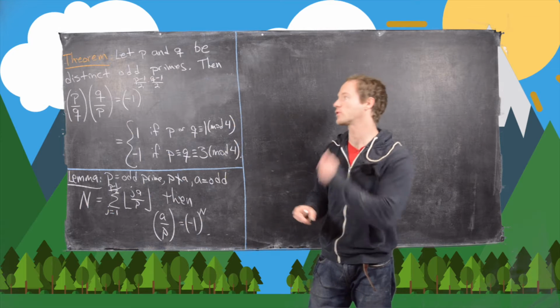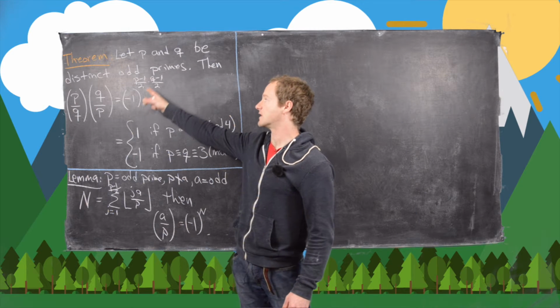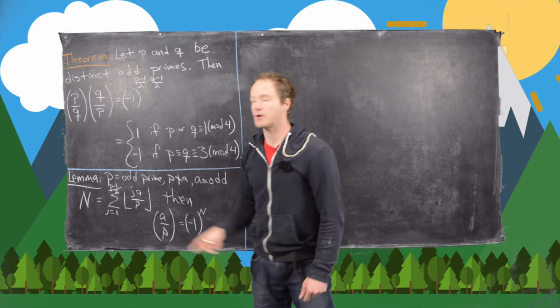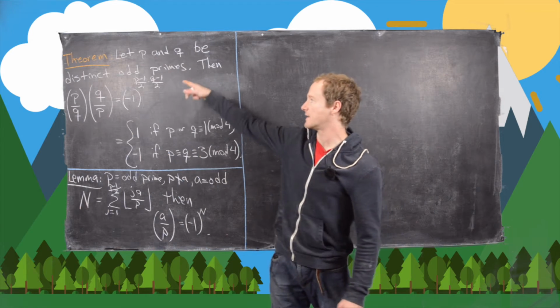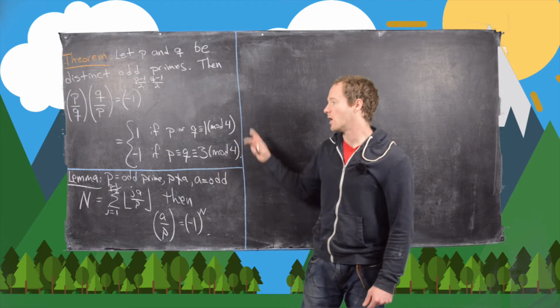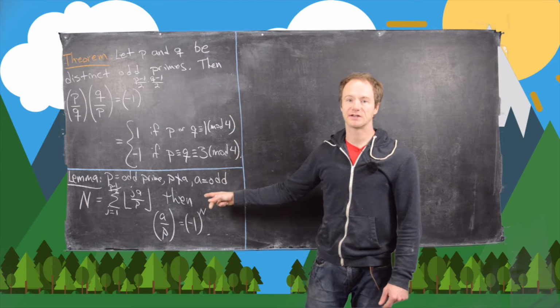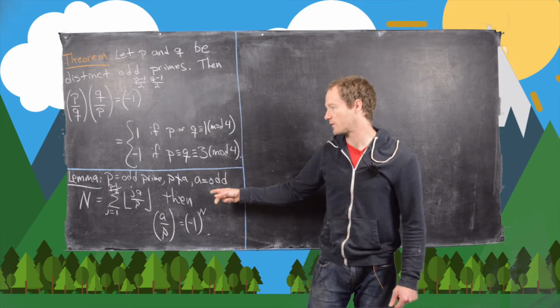What we'll end up proving is this first equality. That's the hard part. It's actually pretty easy to prove the second equality, just by the form of these primes and the first equality. Okay, so what we'll need as a tool to prove this theorem is the following lemma.